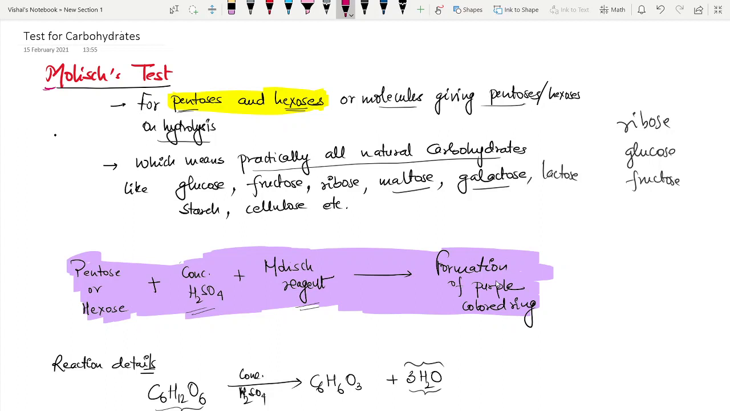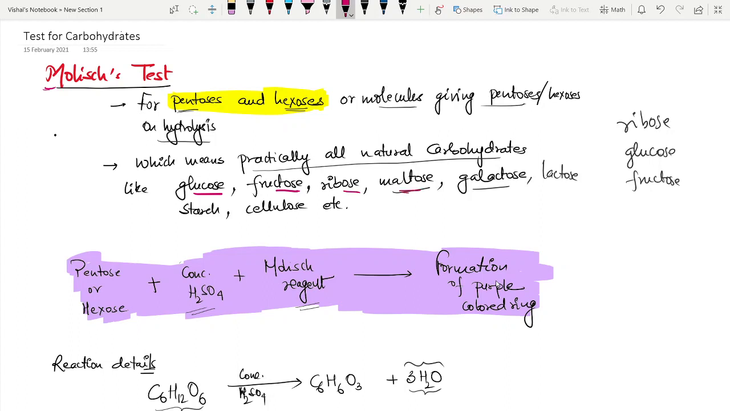If you understand this, then practically all the carbohydrates which we have will give this test. Let's say glucose. Glucose is an aldohexose. It has an aldehyde group and it has 6 carbons. Fructose is a ketohexose, so it will also give the test. Ribose, which is present in RNA, to be more exact. In DNA we have the 2-deoxy version of ribose. Ribose is an aldopentose, so it will also give the test.